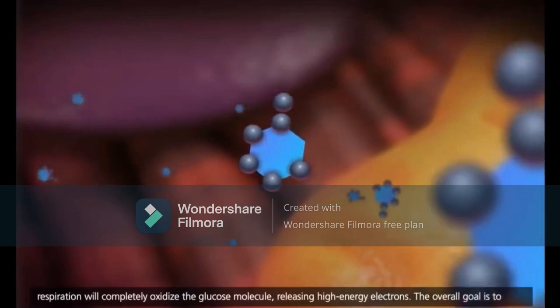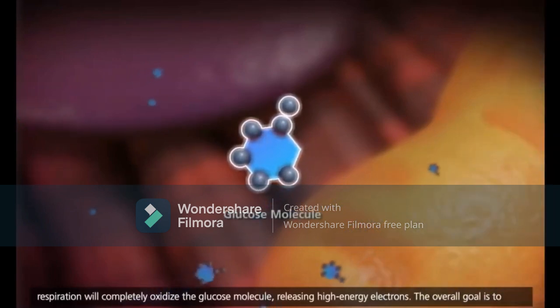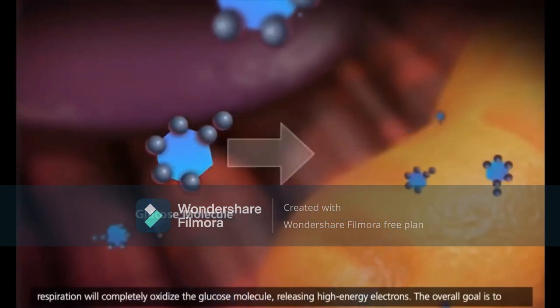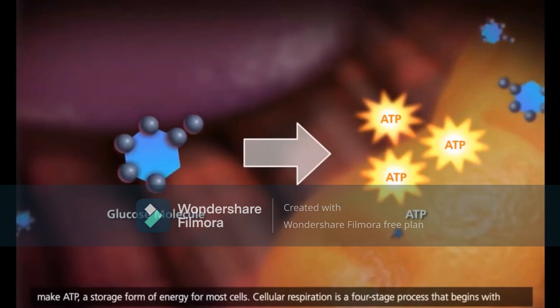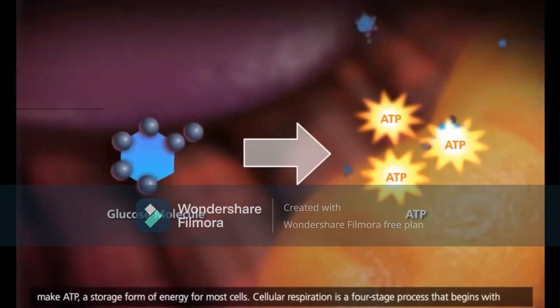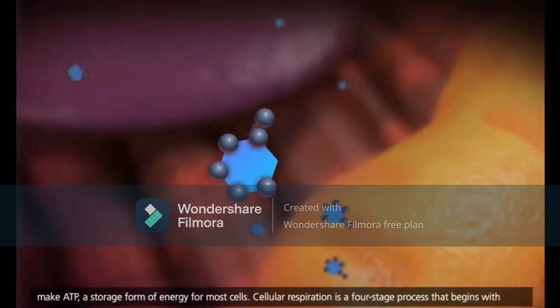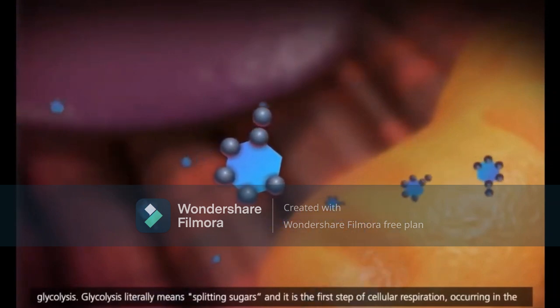Respiration will completely oxidize the glucose molecule, releasing high-energy electrons. The overall goal is to make ATP, a storage form of energy for most cells. Cellular respiration is a four-stage process that begins with glycolysis.